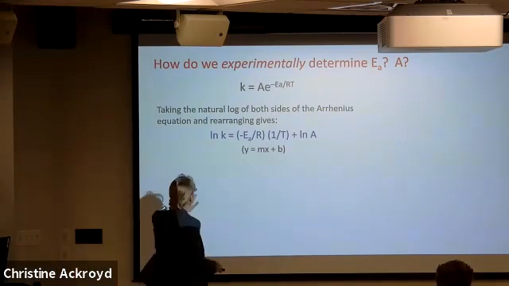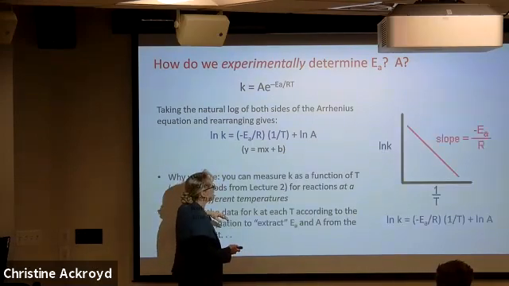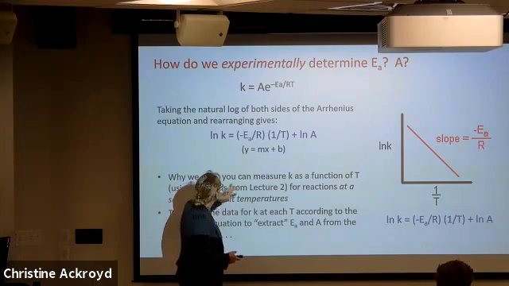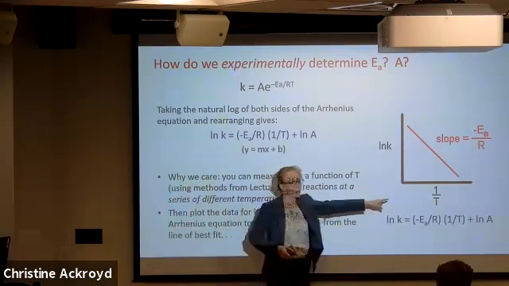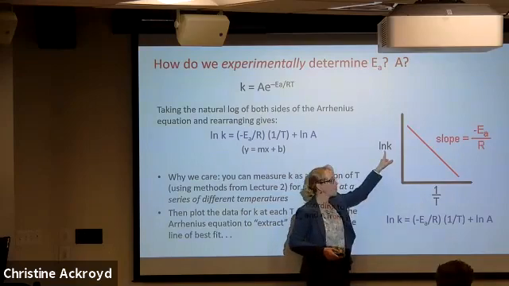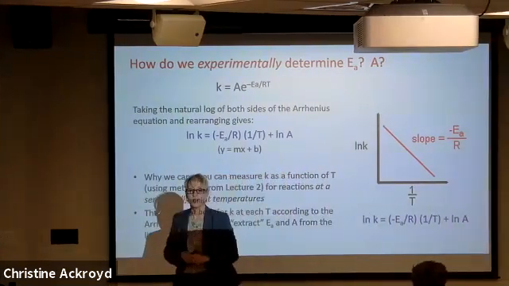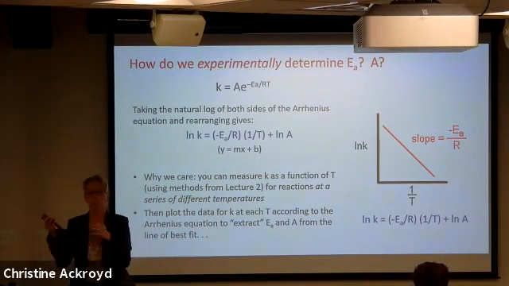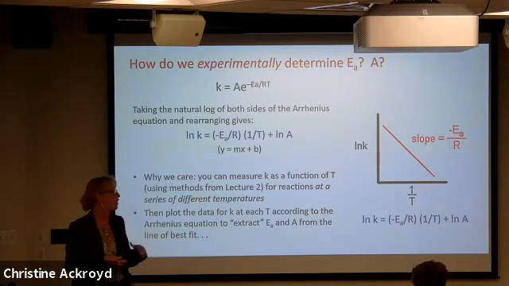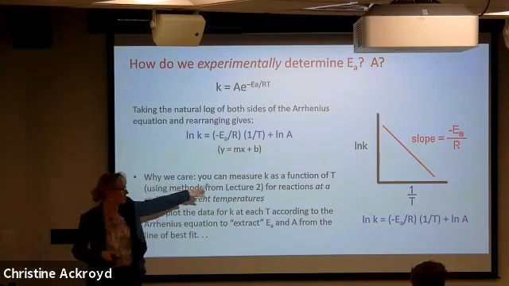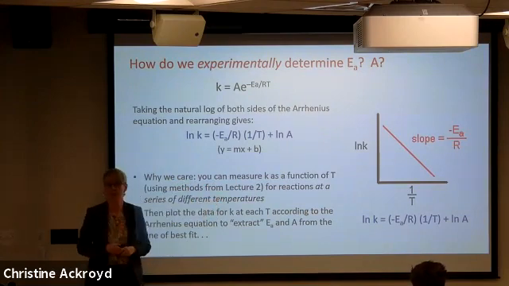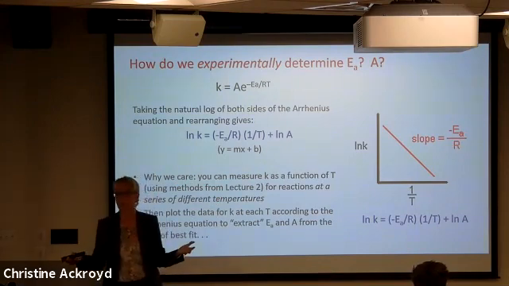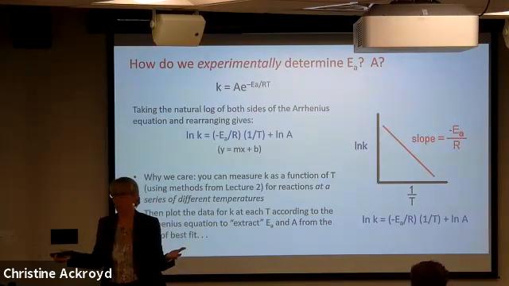So what this tells us in the line that we're looking at, let's see. If our X value is 1 over the temperature, and our Y value is natural log of K, we should get a straight line, right? So what we've done experimentally, we've measured K at a whole bunch of different temperatures. And then we plot the natural log of that rate constant versus 1 over temperature and get a line. Or well, we get a bunch of data points that look like a line, right?